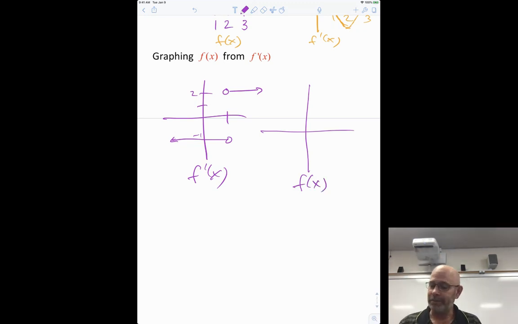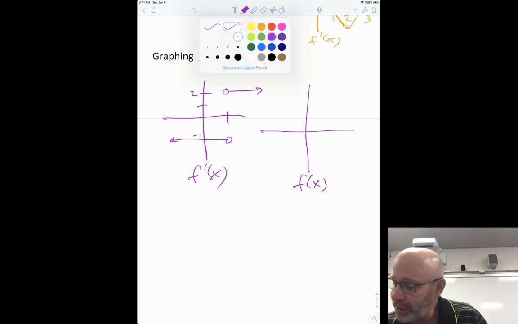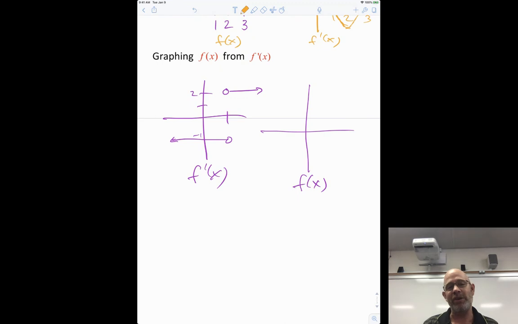Notice, this is a little harder to do. Notice, I'll change colors here. Remember that the derivative is the slopes of the original function. So all of those slopes right there are 2. If I go to the point 1, everything from 1 to the right has to have a slope of 2. So basically what that means is I'm just going to have a line like that with a slope of 2.